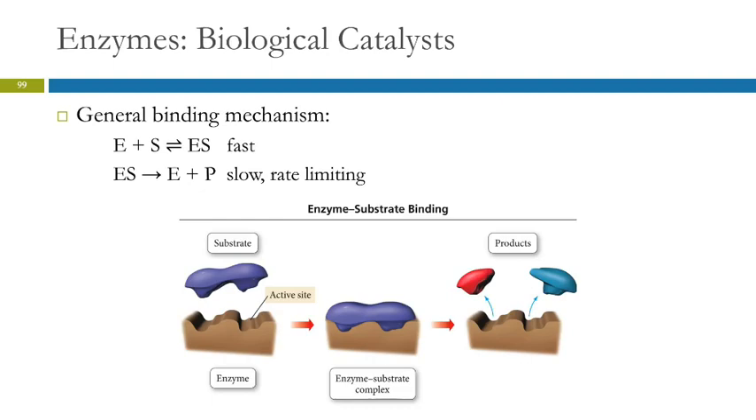So in very, very general terms, here we have the enzyme plus the substrate, and the substrate will bond to the active site. That's fast. Then the enzyme substrate complex will break into the enzyme again and the product, and this is the slow rate limiting step. So here we have our substrate, our molecule coming in, and it'll bind on this active site. So we get this complex, and then the reaction occurs and the products are released. Any questions?